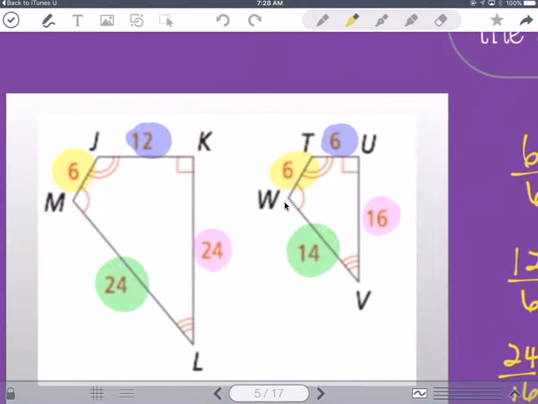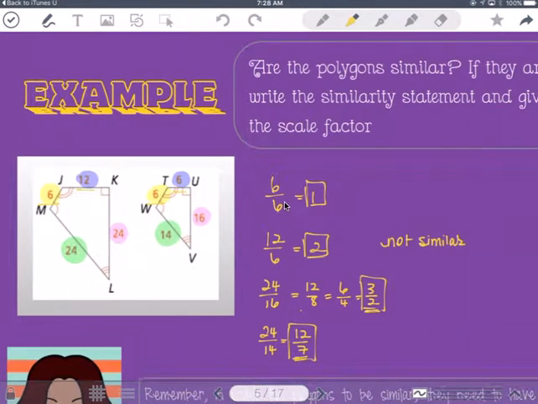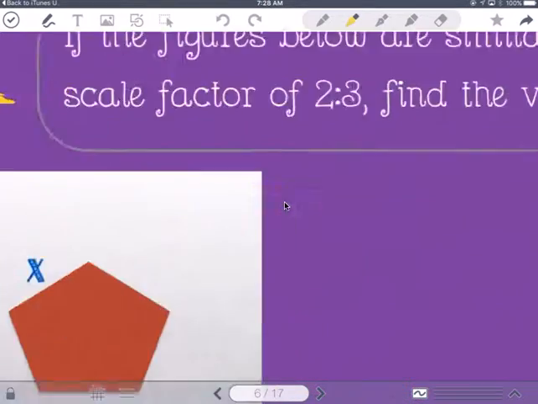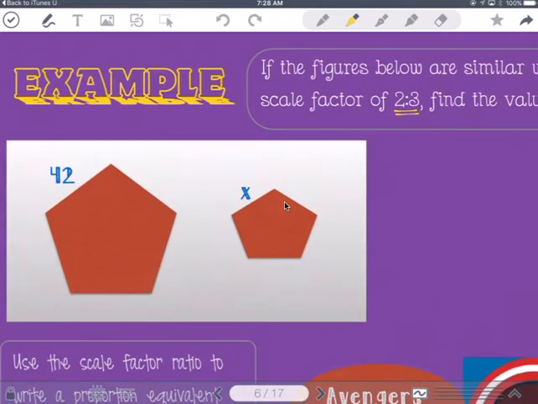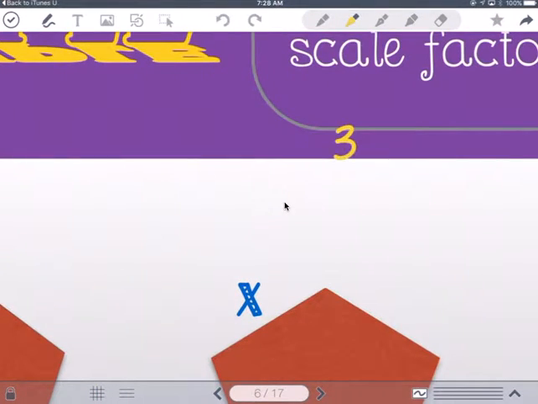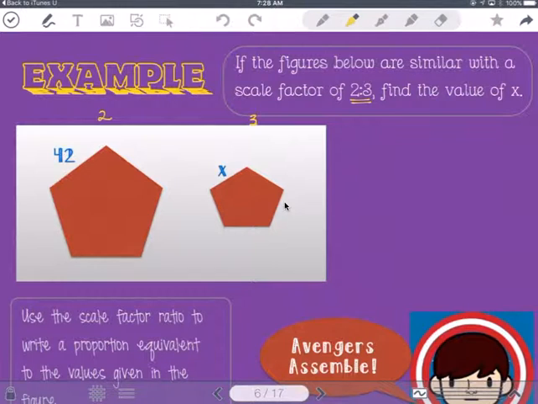I could have easily seen in the beginning with this 6 and 6, that would have been 1, and I noticed that 12 over 6 was 2. You should check all of your sides anyway, just to make sure that that's not the case. Okay? This one is going to be saying, all right, we do know that these are similar and they have a scale factor of 2 to 3.